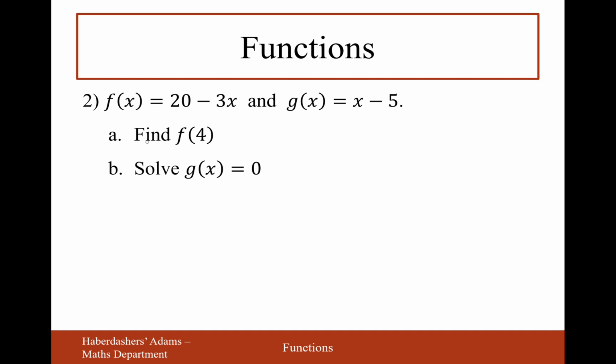Okay, so when it says find f of 4, you put 4 into the f function, so that's going to be 20 minus 3 times 4, which is 12. 20 minus 12 is 8. And solve g of x equals 0. That means write out the g function, which is x minus 5, and set it equal to 0. So add 5 onto the other side and you get x equals 5. That's a pretty easy one, isn't it?